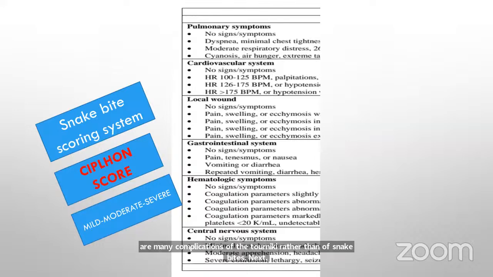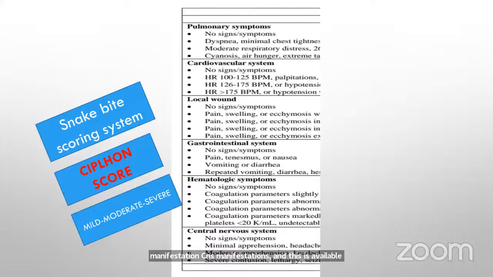This is a Cephalon score. Whenever a patient is admitted in the hospital with snake bite, we go for the snake bite scoring system called the Cephalon score, which includes all the systems like the pulmonary system, the cardiovascular system, the local wounds, the gastrointestinal system, hematological manifestations, and CNS manifestations. This is available everywhere. These are the printed charts which we have in our ICU and also in the pediatric ward.